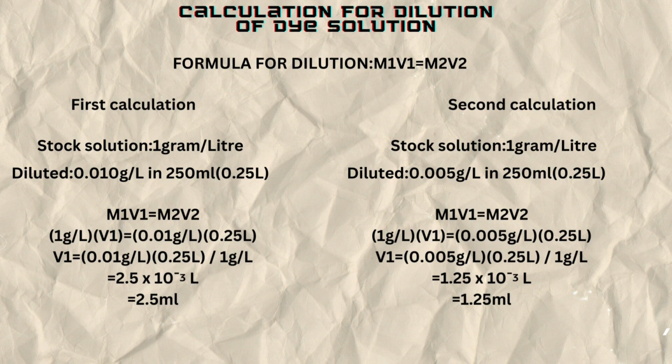Same process for calculation number 2, but we substitute M2 with 0.005 gram per liter. We calculate and get 1.25 times 10 to the power of negative 3 liter, or 1.25 mL.